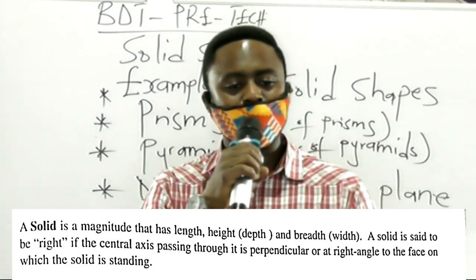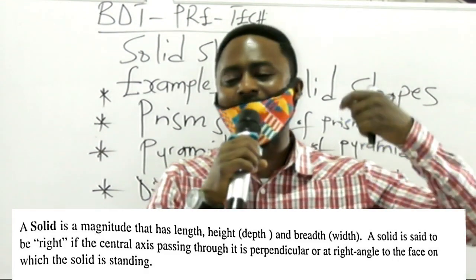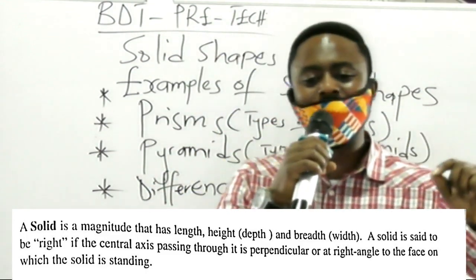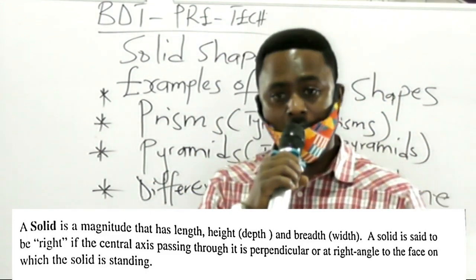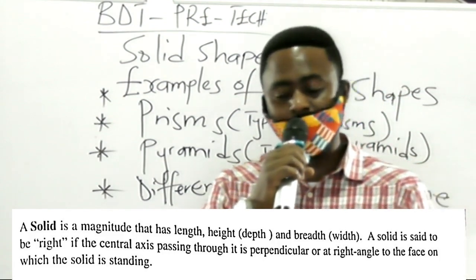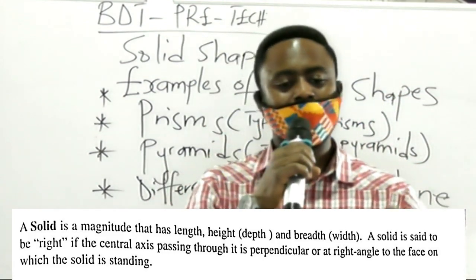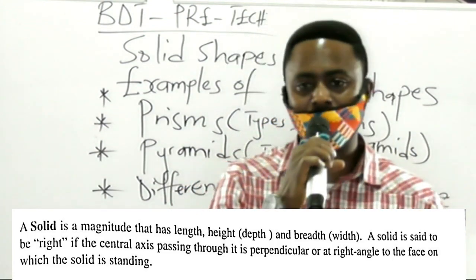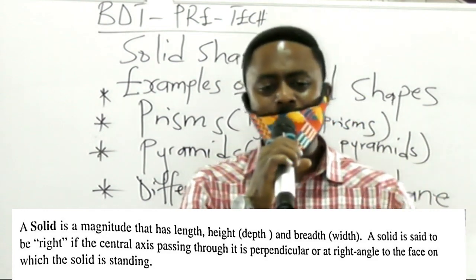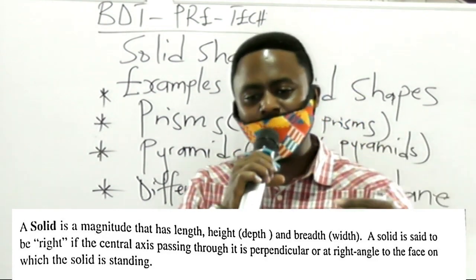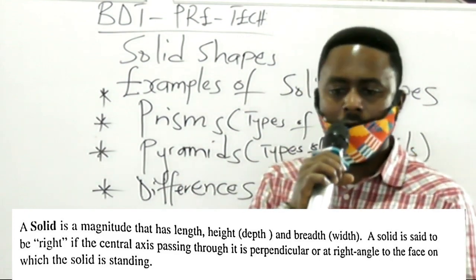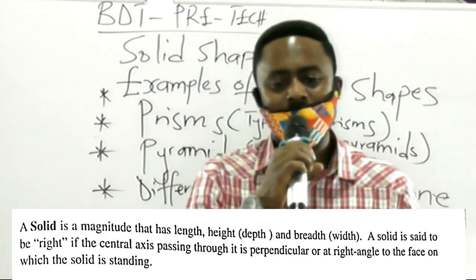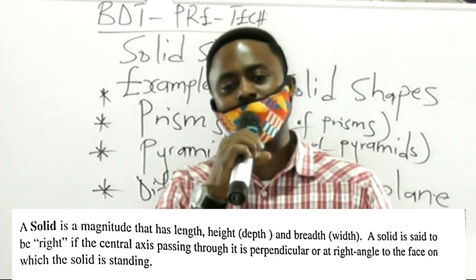A solid is said to be right if the central axis passing through it is perpendicular or at right angle to the face on which the solid stands. A solid is said to be a right solid if the central axis passing through it is perpendicular or at right angle to the face on which the solid rests.